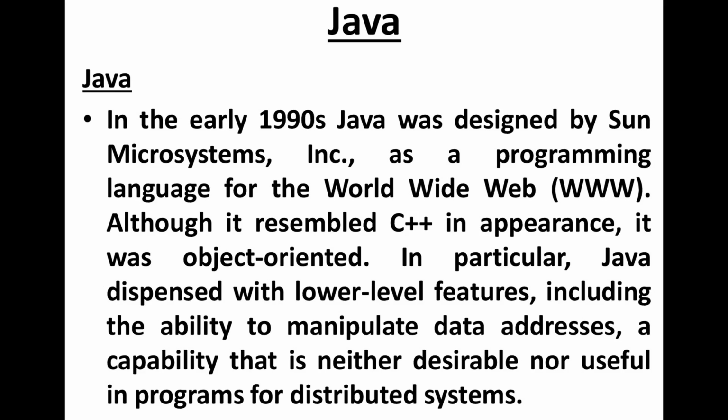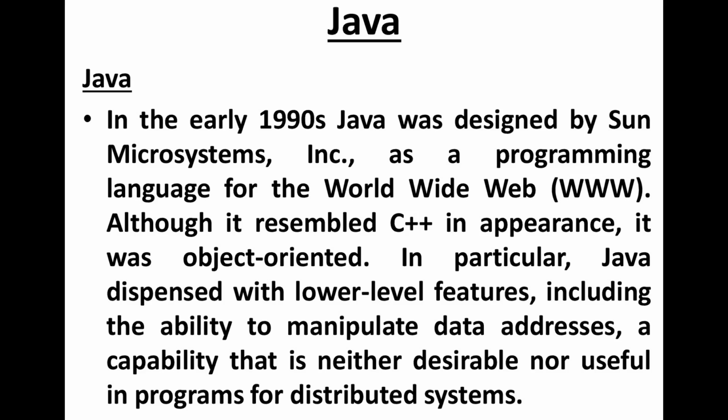Java. In the early 1990s, Java was designed by Sun Microsystems Incorporated as a programming language for the World Wide Web, WWW. Although it resembled C++ in appearance, it was object-oriented.